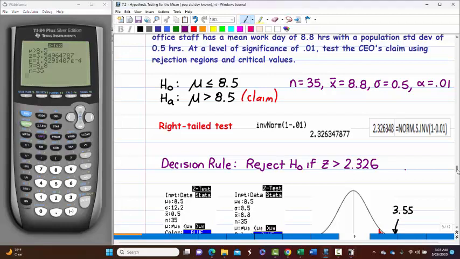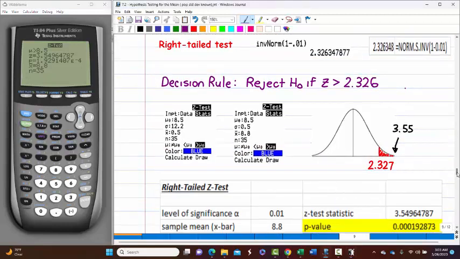So I drew a little visual for you there. You can see the rejection region is anywhere to the right of 2.327, so 3.55 would fit in that region. Therefore, it's reject.